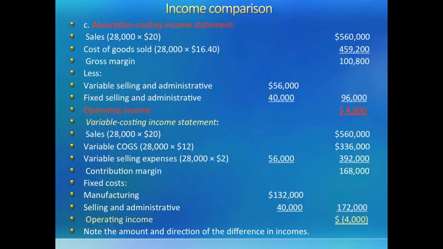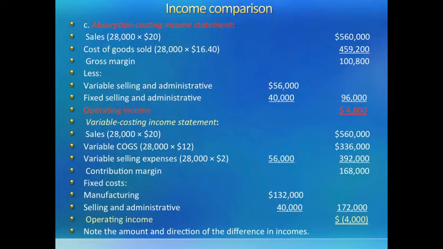Now we are ready to make our income statements. Under the first method, which is absorption costing income statement, we have sales of 28,000 units at $20 a unit. We subtract cost of 28,000 units at $16.40. Remember the number we calculated earlier. We get to a gross margin and then we subtract all selling and administrative costs, giving us an operating income of $4,800.